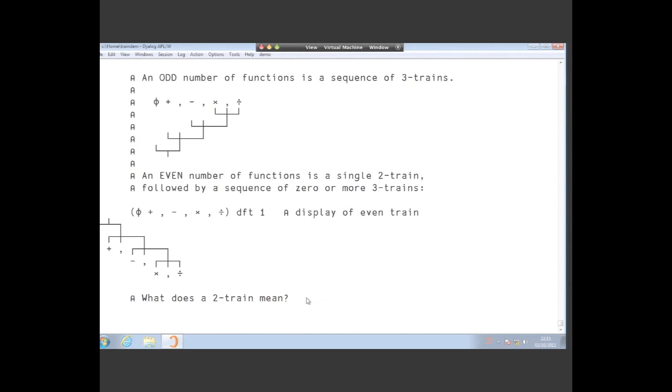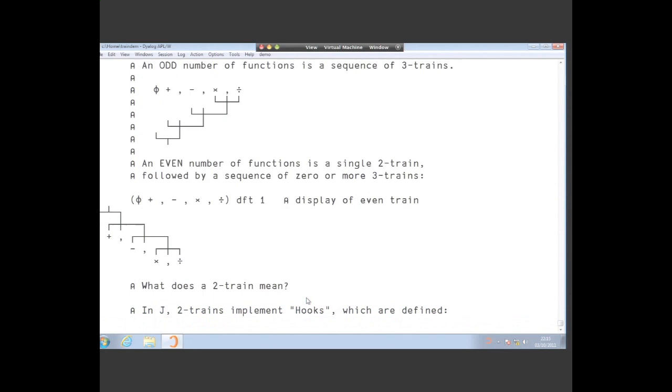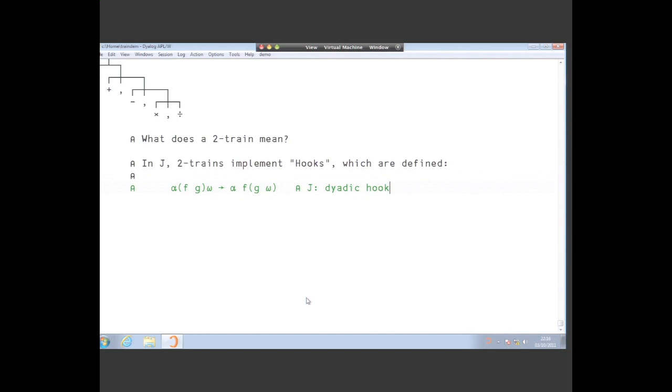In J, two trains implement hooks. And a hook is defined like this. There's a dyadic hook and a monadic hook. So let's take the dyadic hook. Alpha two train is defined as alpha F G applied to omega. And the J monadic hook duplicates the omega onto the other side.